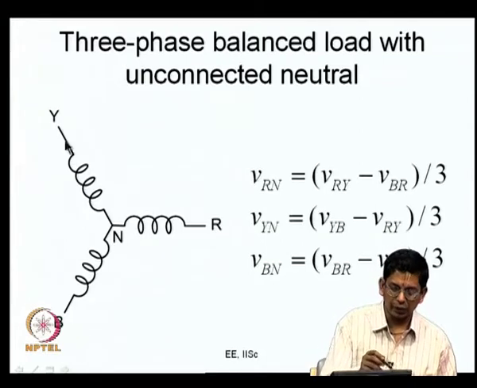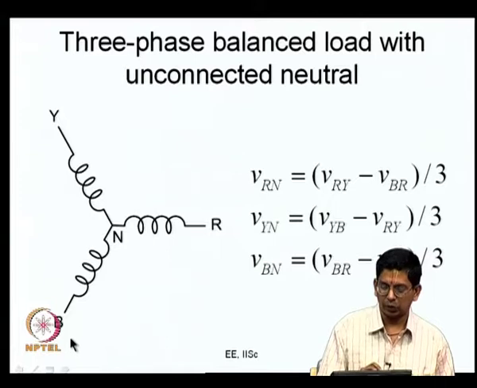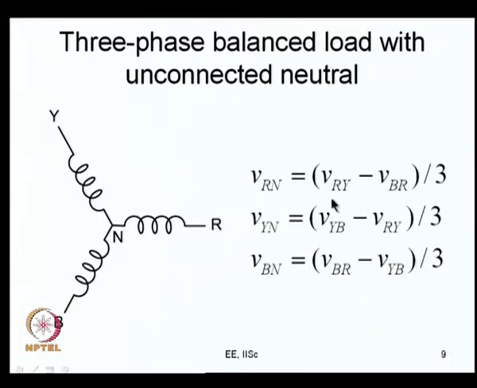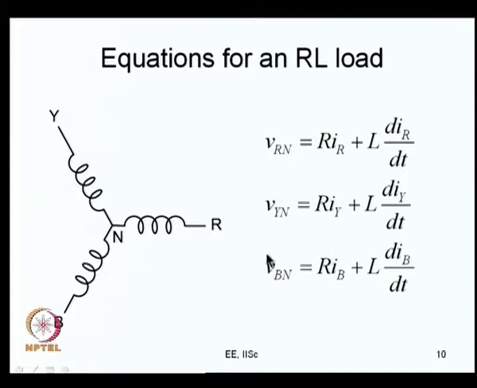Now, let us go to the line to neutral voltage. We have said it is a 3 phase balanced load, star connected load. In this kind of situation, it is possible to say that VRN is (VRY minus VBR) by 3. Similarly, VYN is (VYB minus VRY) by 3. Similarly, VBN is (VBR minus VYB) by 3. We have discussed this even earlier. Thus, you can reach up to VRN, VYN and VBN. So, the 3 phase voltages applied on the load are available.